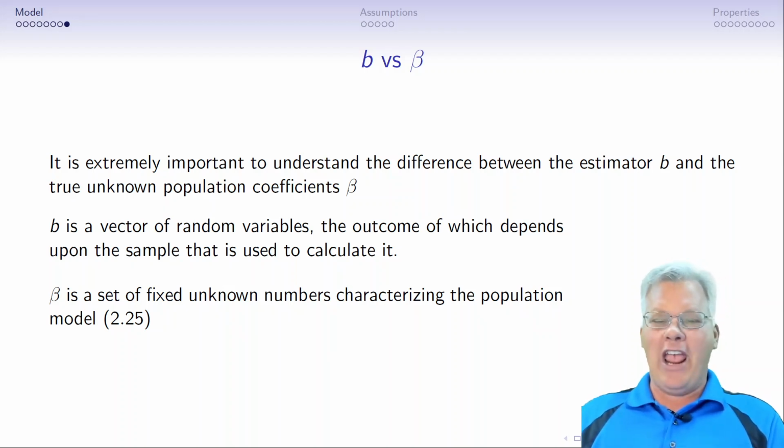B is a vector of random variables, therefore it has a statistical distribution. Beta is a set of fixed unknown numbers characterizing the population model, to quote Verbeek.